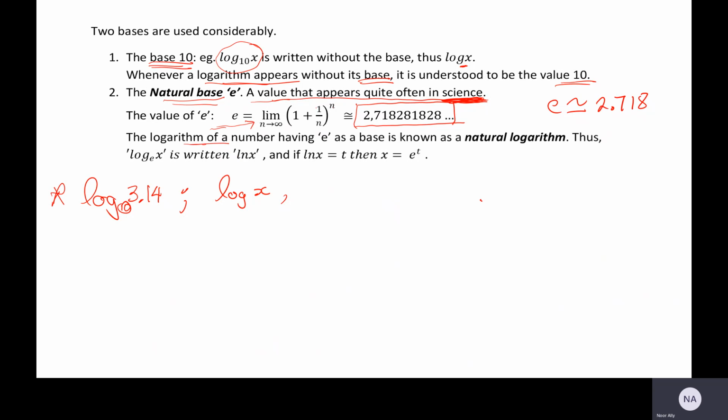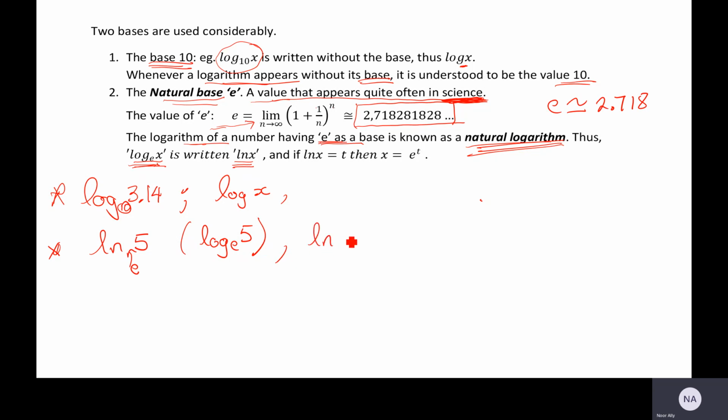Now, the log of a number having a base e is known as what we call a natural log. And when you see log of x to the base e, it's written as ln of x. So if you see ln of 5, then that is a base that's understood to be e. We should actually write log of 5 to the base e, but we don't. We reduce it and we simply write ln 5.